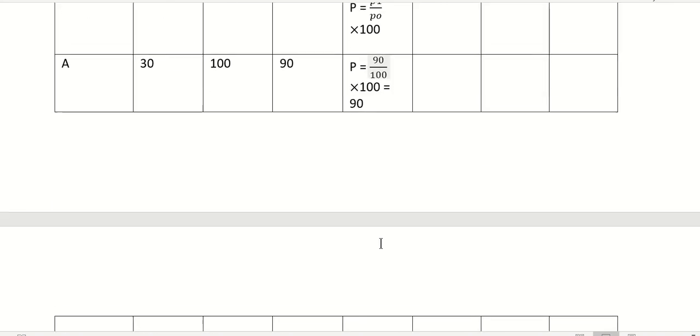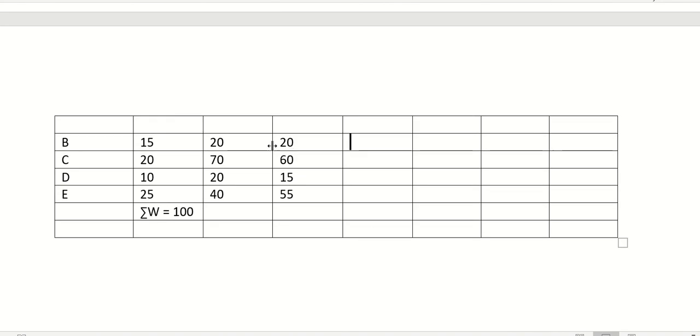This same formula we'll use. Like here you see 20 upon 20 into 100, so it becomes 100. Then 60 upon 70 into 100, 85.71. Then 15 upon 20 into 100, this becomes 75. Then 55 upon 40 into 100, 137.5. Right. So this is how we have calculated price relatives, right?